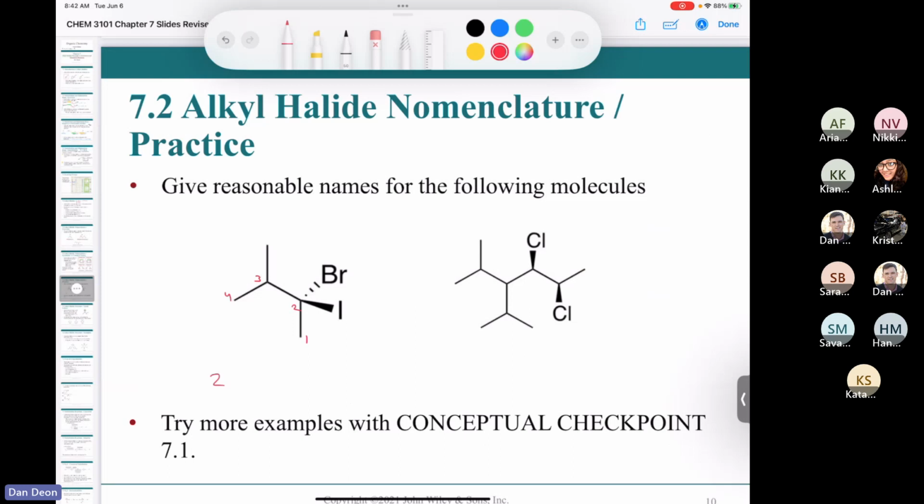We've got 2-bromo, 2-iodo, and I'm doing it in alphabetical order here. 3-methylbutane. There we go. And do we have a stereocenter in this molecule?